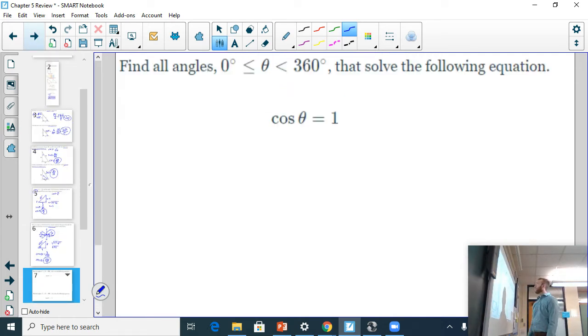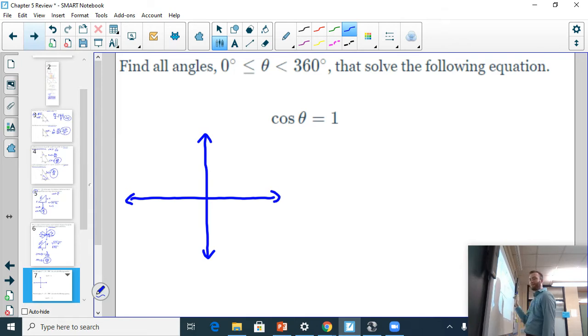So find all angles 0 degrees to 360 degrees that solve the following equation. Cosine of theta equals 1. And this is where I would initially be like, you should look at your triangles. But 1 doesn't really come up in any of our triangles besides a special case of tangent with 45 degrees. So if you see 0 or 1, more often than not, you should probably be looking at your unit circle. And I'll go over the exception after this.